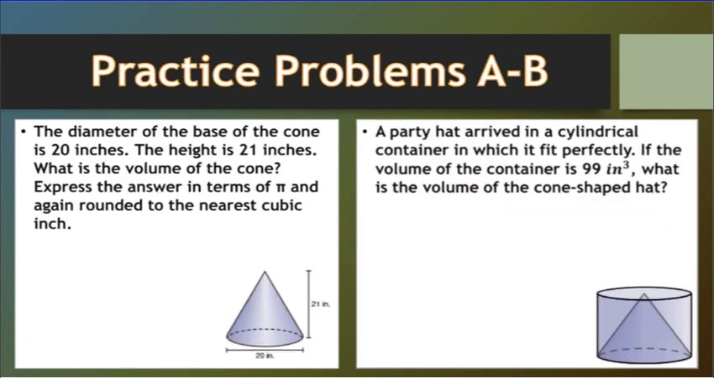Next one, the diameter of the base of the cone is 20 inches. The height is 21 inches. What is the volume of the cone? Express the answer in terms of pi. And again, round it to the nearest cubic inch. So 1/3 times the radius squared, so the radius would be 10. So 10 squared times pi times the height, which is 21.